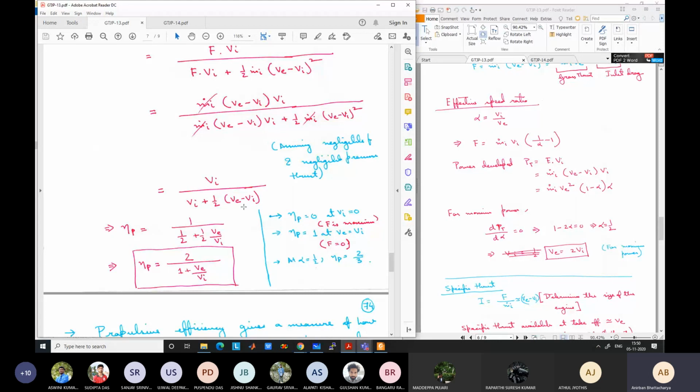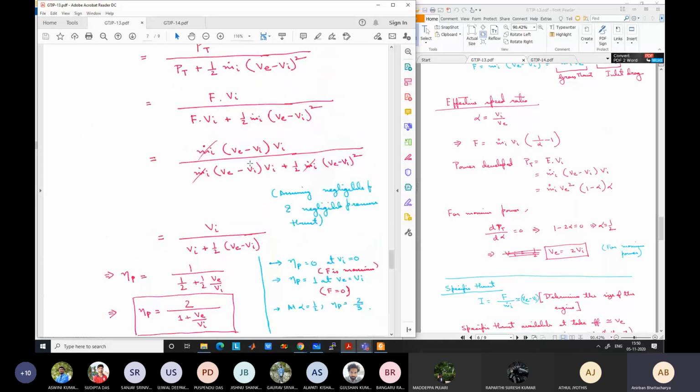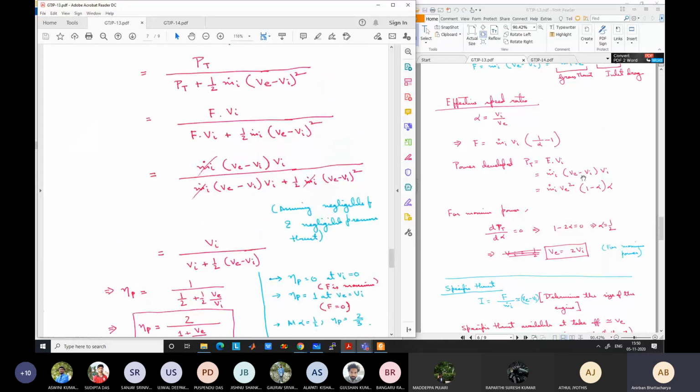And the propulsive efficiency is almost 0, but the thrust is maximum at that point, because thrust is given by what? The thrust is given by m dot into (V minus Vi). Because Vi is negligible, the thrust is maximum.